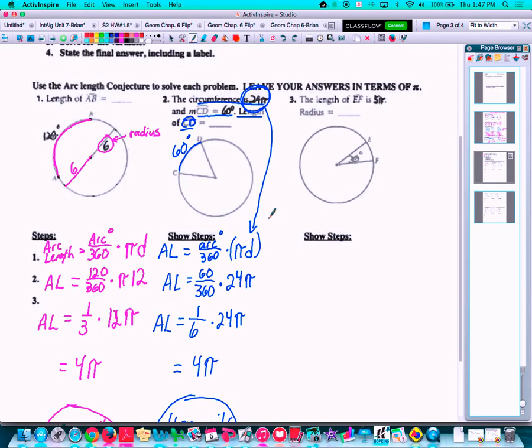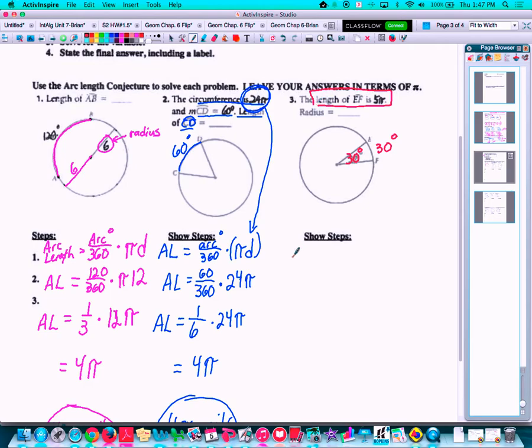All right, number 3, we have given that the arc length of EF is 5 pi, find the radius. So this one's a little bit different because we're actually given the arc length. Now we're also told that this central angle here is 30 degrees, which means that our arc measure is 30 degrees also, so that is something we're given. And then the length is 5 pi, find the radius.